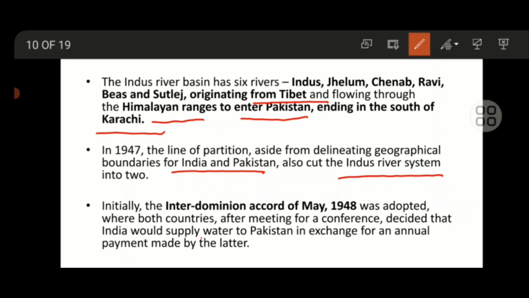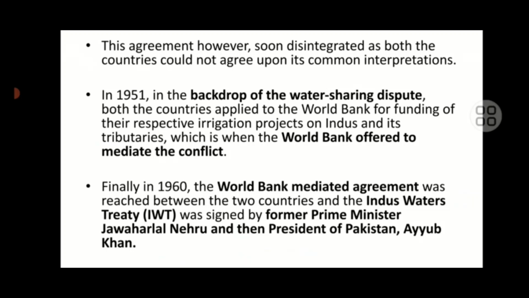Initially, the Inter-Dominion Accord of May was adopted, where both countries decided that India would supply water to Pakistan in exchange for an annual payment made by the latter. But that agreement disintegrated as both countries could not agree upon its interpretation. Then, in the backdrop of the water sharing dispute, both countries applied to the World Bank for funding their respective irrigation projects on the Indus and its tributaries. Then the World Bank offered to mediate the conflict.